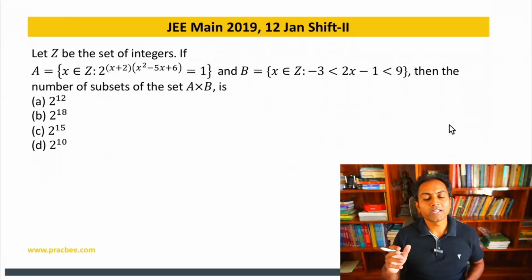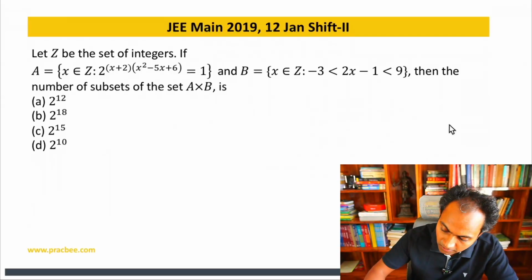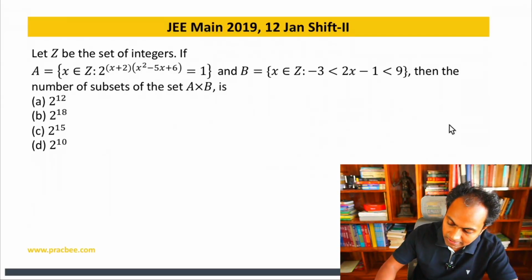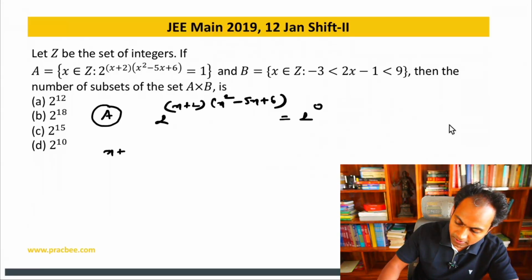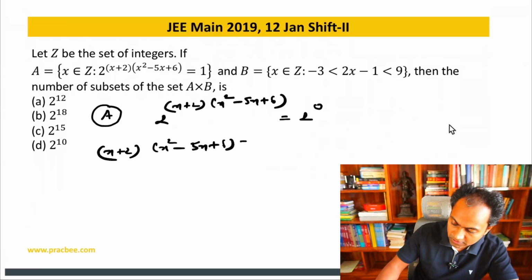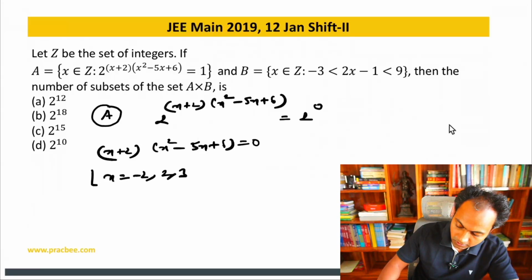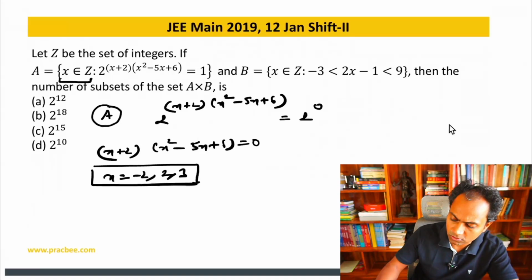Now this next 2019 question is a very interesting one. What they are saying in the first part is, if I want to find the set A, it will become nothing but 2 raised to the power x plus 2 into x square minus 5x plus 6. This will be equal to 2 raised to the power 0. So x plus 2 into x square minus 5x plus 6 will be equal to 0. The values of x that we get are minus 2, 2 and 3. We are getting these three values, and since x belongs to Z, the integers, is given, all these three values are acceptable.